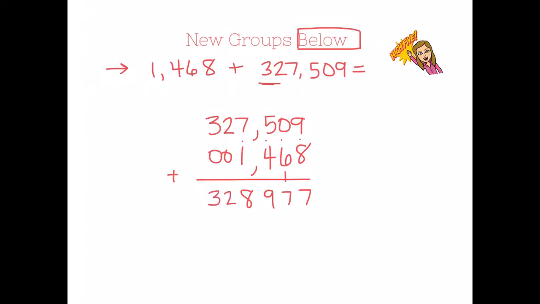Now I'll count in to get my commas. 1, 2, 3 spots, comma. So I end up with the answer, 328,977.